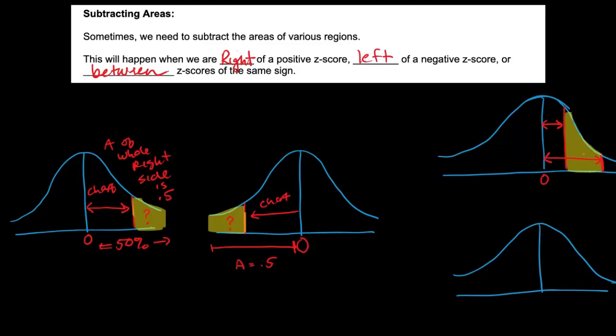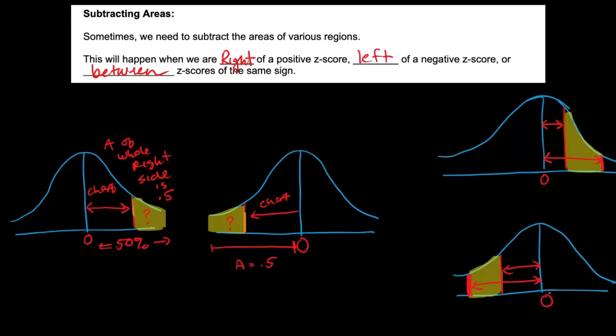And then the last one would be if you want to find the area between two negative z-scores, which would look like this. And it's very similar to that last example, where we're trying to find the area between. The chart gives us this area. The chart also gives us this entire area from between 0 and the z-score that's farther out, and so we could subtract those two areas to find the area that we need.